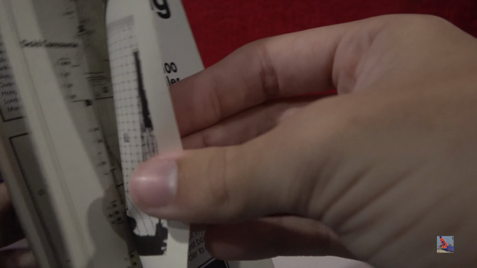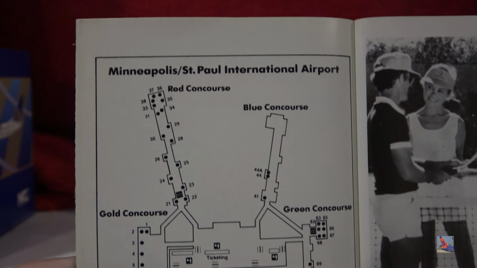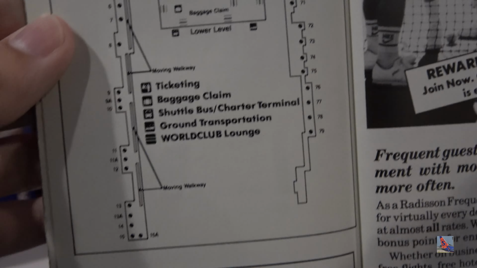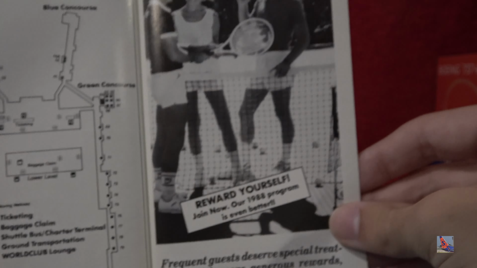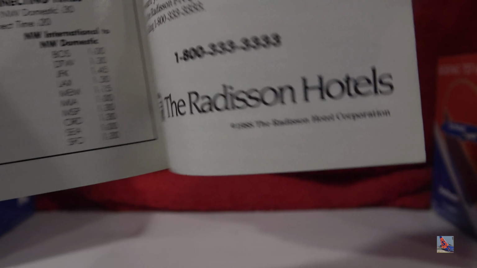So there you see Memphis right there, and then also Minneapolis, back when they used to have the concourses named off colors like gold, red, blue, and green. That's really cool. I love some of this old stuff to look at. And take a look at that advertisement right there, very applicable. Radisson Hotels, how about that?